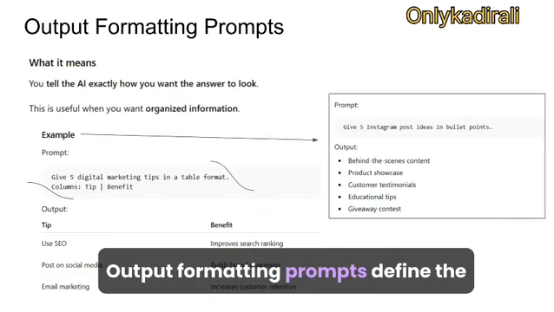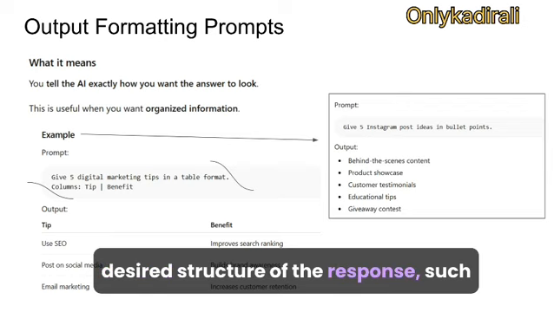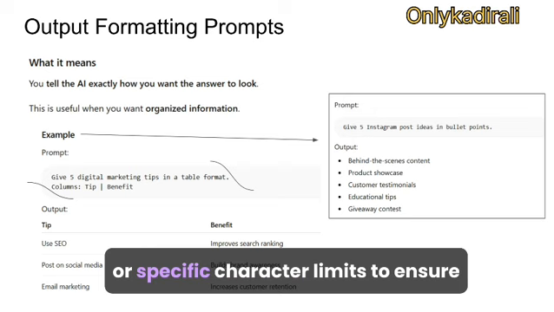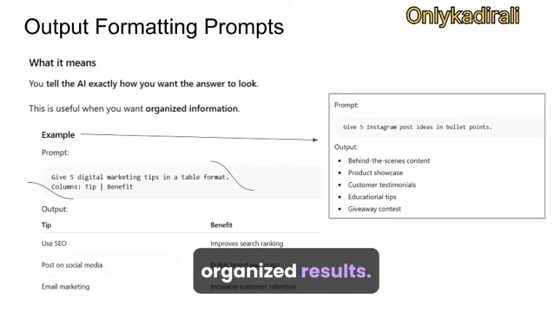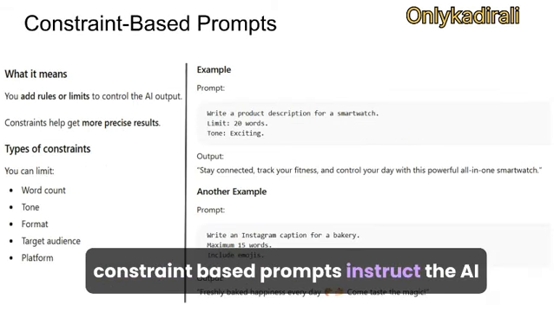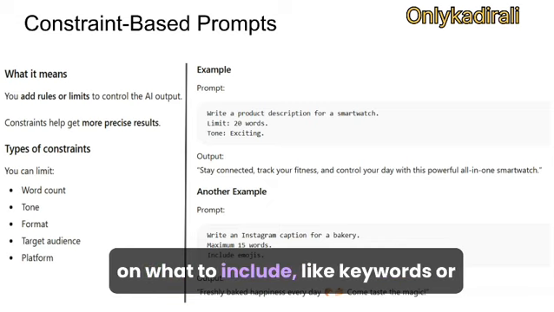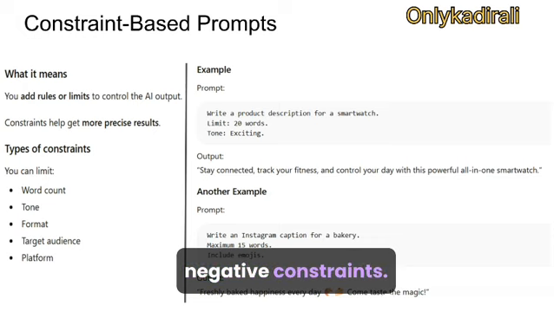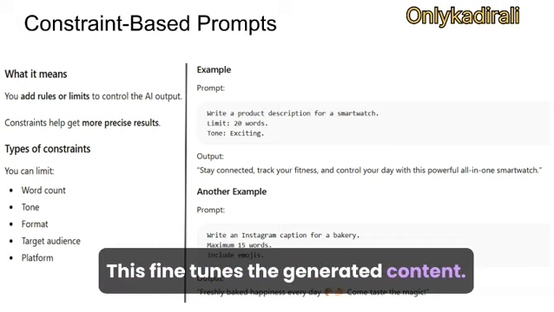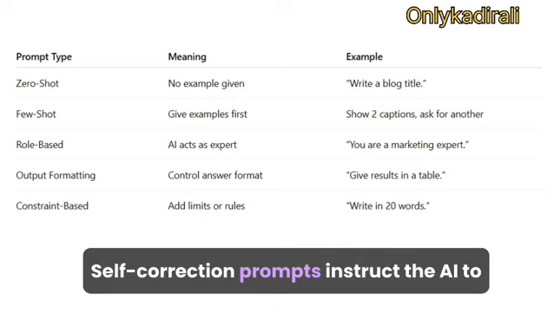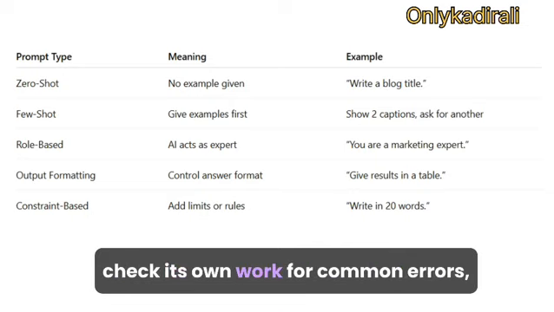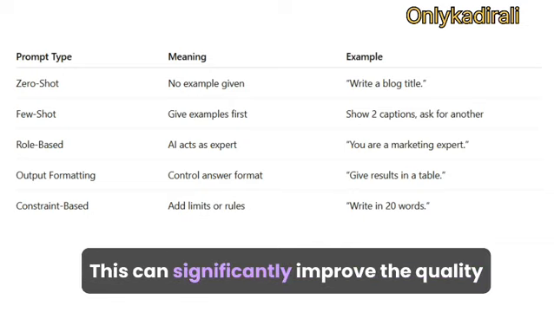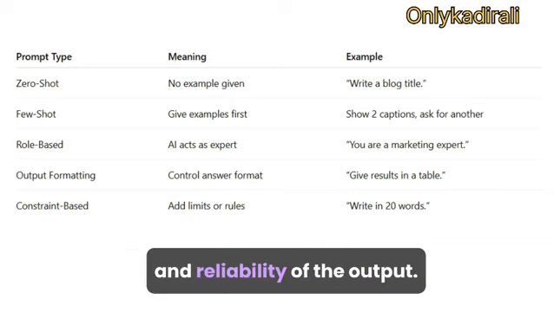Output formatting prompts define the desired structure of the response, such as using tables, bullet points, markdown, or specific character limits to ensure organized results. Constraint-based prompts instruct the AI on what to include, like keywords or themes, and what to avoid, known as negative constraints. This fine-tunes the generated content. Self-correction prompts instruct the AI to check its own work for common errors, bias, or factual accuracy. This can significantly improve the quality and reliability of the output.